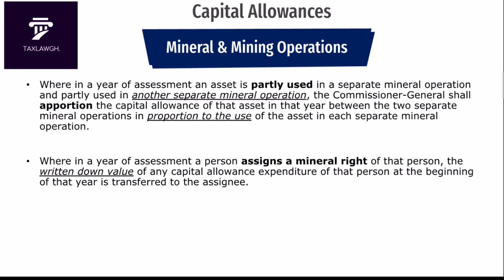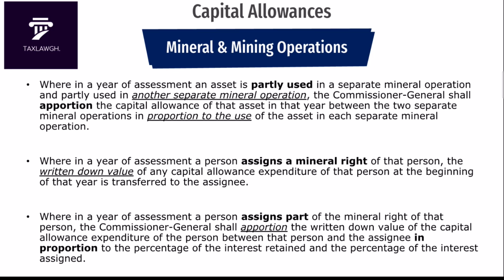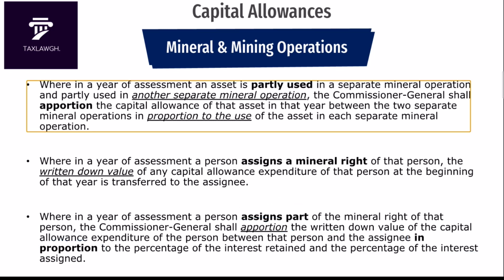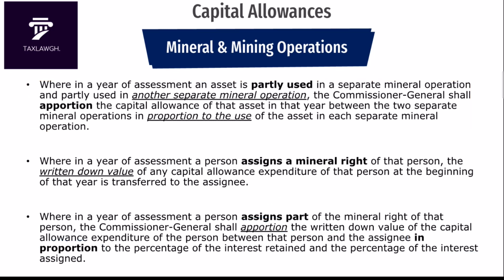Then when you assign a mineral right, same old, it is the written down value at the beginning of the year that is transferred to the assignee, just like you have it under petroleum. Nothing has changed here for mining. Then if you assign part of your interest instead of the whole interest, then we apportion the written down value at the start of the year in proportion to the percentage of interest retained and the percentage of interest assigned. So this is it for mineral and mining operations and petroleum operations.